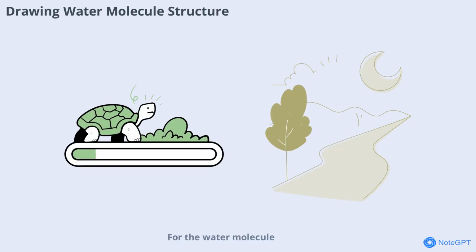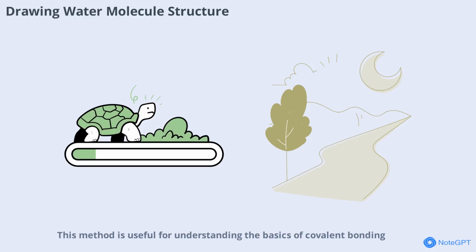For the water molecule, draw oxygen with 6 valence electrons and each hydrogen with 1. Show the sharing of electrons between oxygen and hydrogen atoms, forming 2 single covalent bonds. The electron dot structure visually represents how the atoms achieve stability through sharing. This method is useful for understanding the basics of covalent bonding.